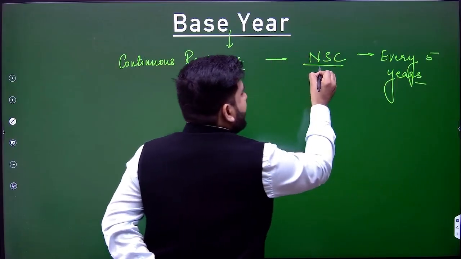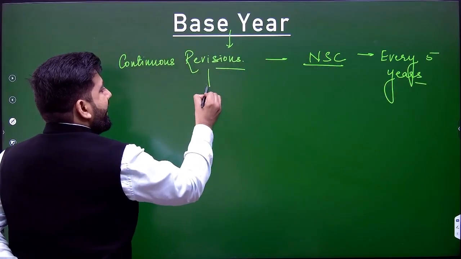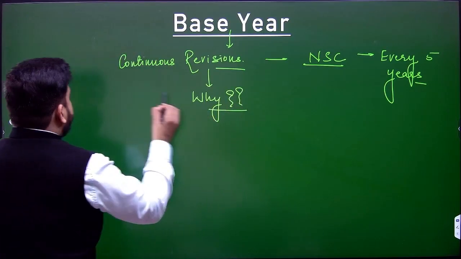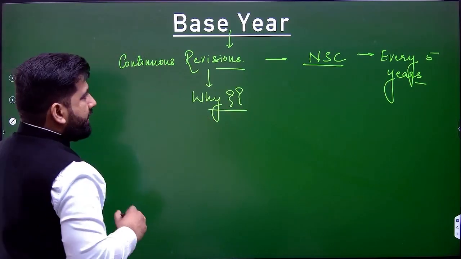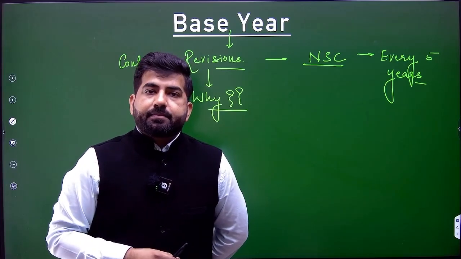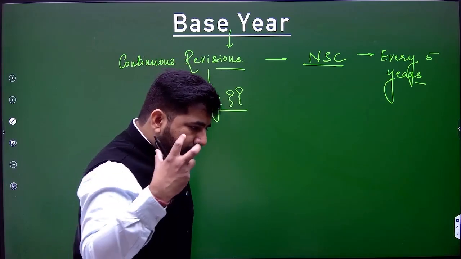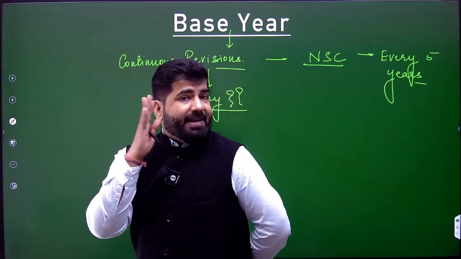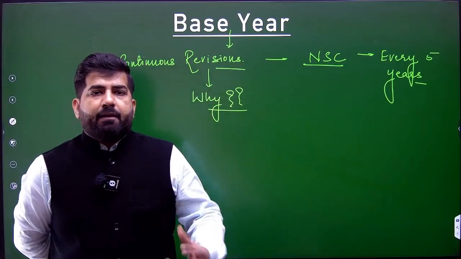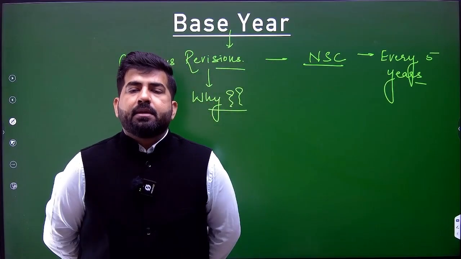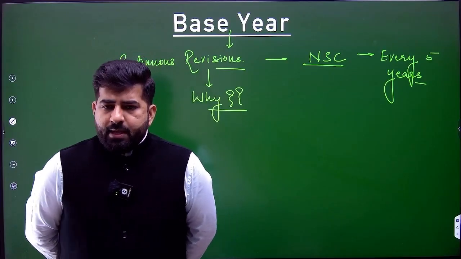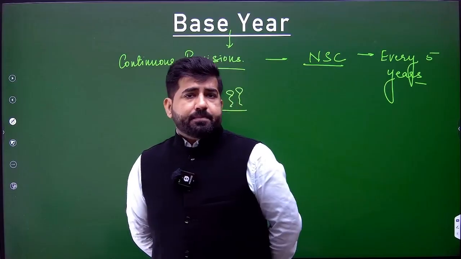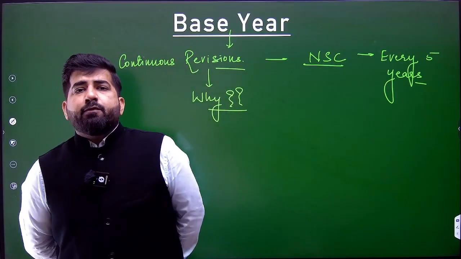But the point is, why? We need to discuss this. Why is there a need for base year revision? Why? What will be happening? See, you are calculating real GDP. And I hope you understood that real GDP is a better measure of measuring the national income as compared to nominal. But real GDP takes into consideration, sir, the prices of constant year.